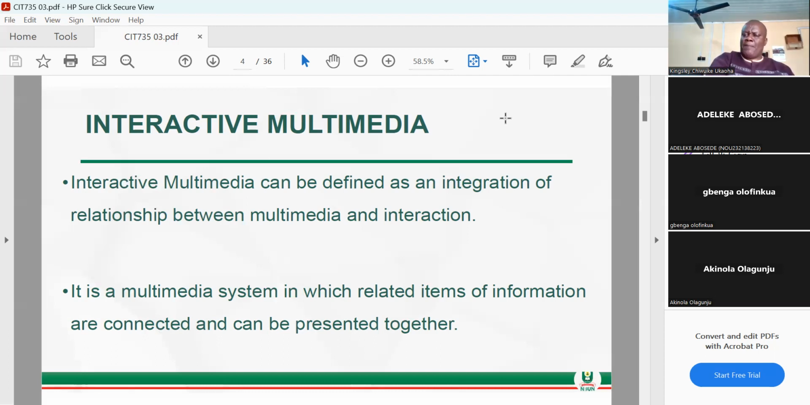If the voice does not start playing like that, you may see the person talking, and then the voice does not rhyme with his mouth movement. So they flow together, and then you see everything like that. I think the cartoon actually got the concept from the video, when it realized that video was made up of a series of pictures, and then they started drawing those series of pictures as cartoon and animated it, and you start seeing cartoons moving as if they are talking. So interactive multimedia is a multimedia system in which related items of information are connected and can be presented together.